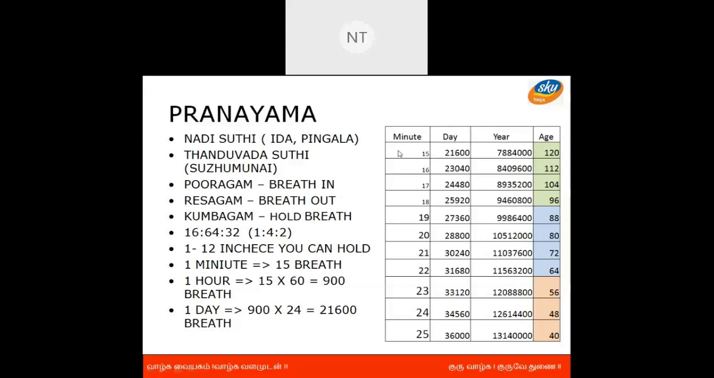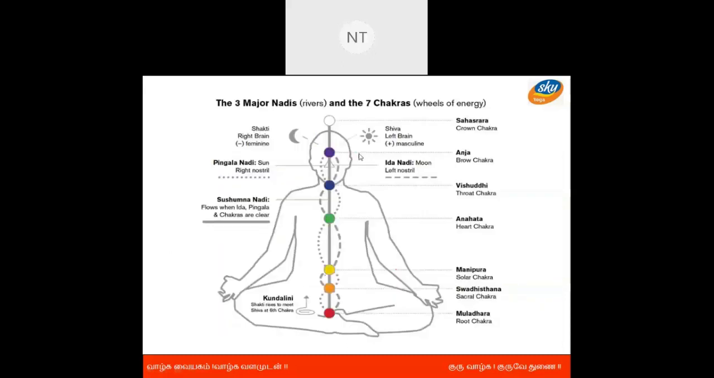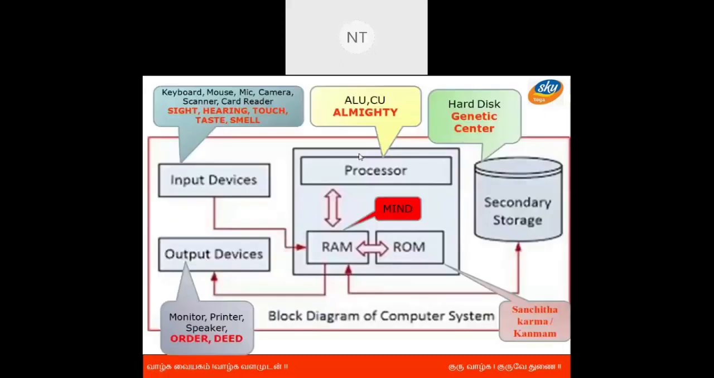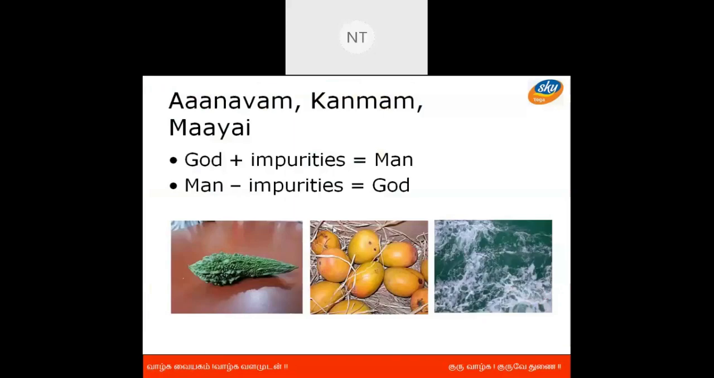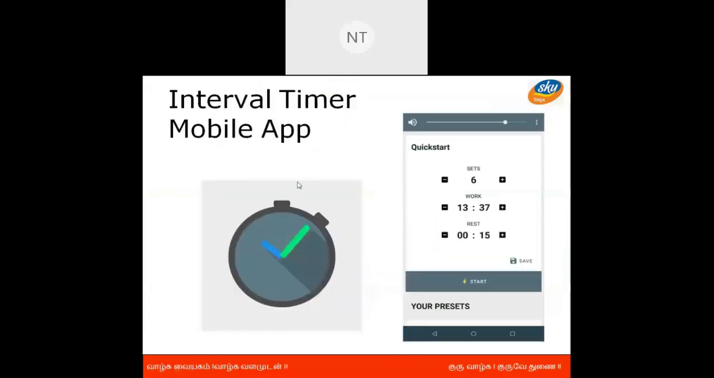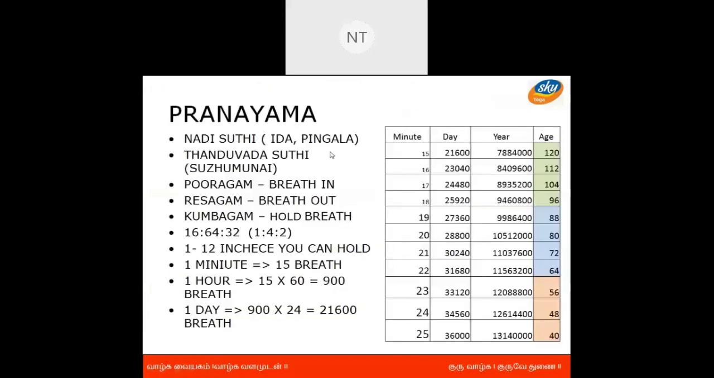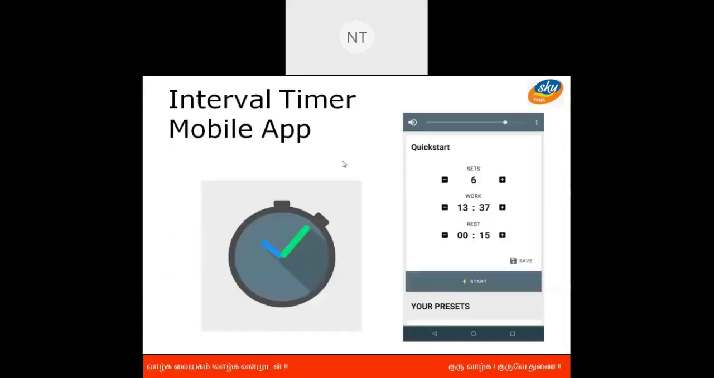This is the only way to control the mind, because as you know, the mind is the most important thing for everything, and if you want to control that mind, the only option is this pranayama. If you do pranayama properly, you will get clarity.